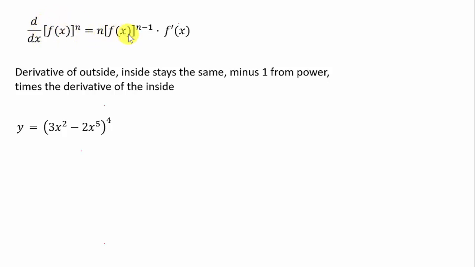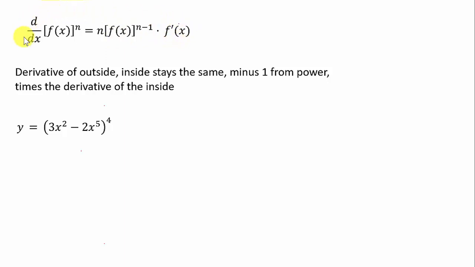The inside is staying the same, you see this f of x matches, and then we're subtracting 1 from the power. That's my general power rule, but because I have stuff going on inside, I have to multiply by the derivative of the inside. So the derivative of f of x would be f prime of x.